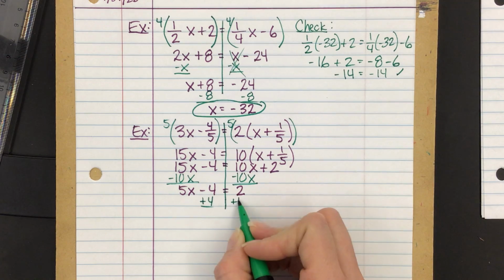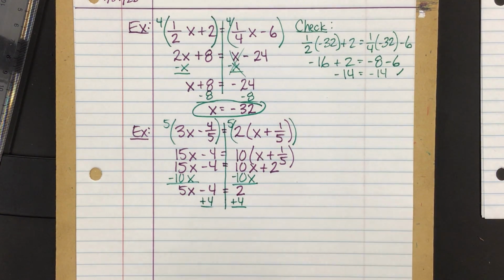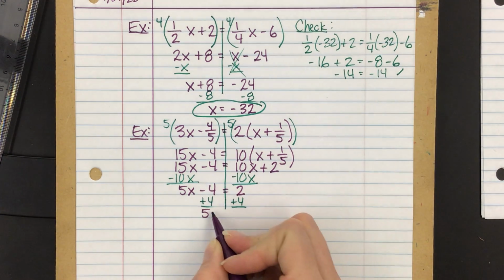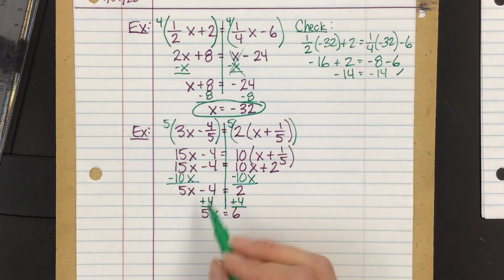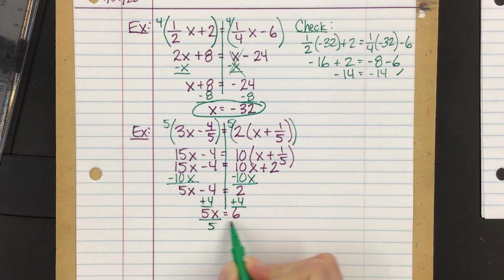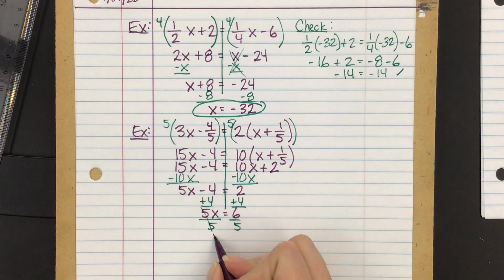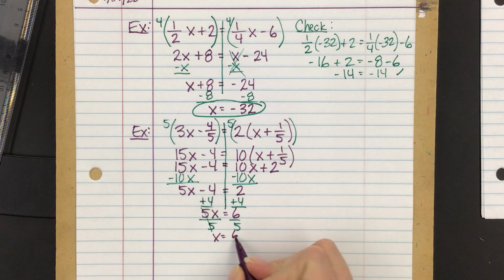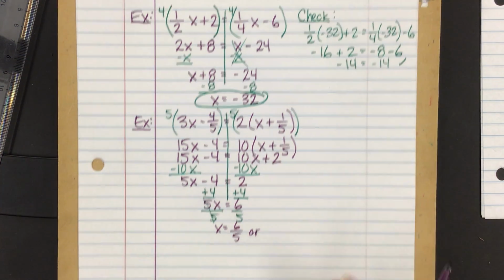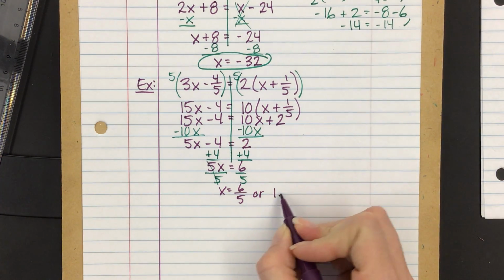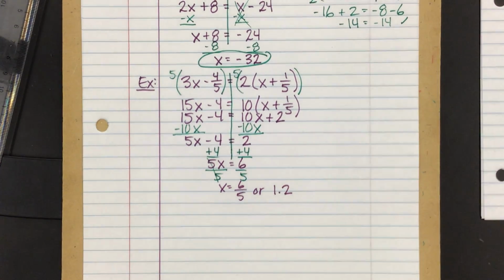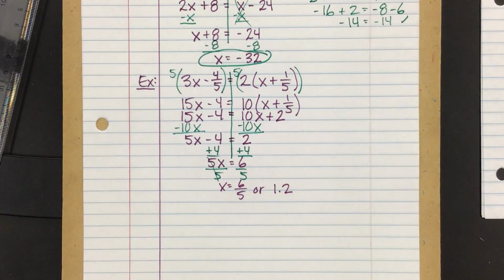Add 4 to both sides. You'll get that 5x is equal to 6. Divide both sides by 5. And you get that x is equal to 6/5. Or because it's not a repeating decimal when you divide, you can write it as 1.2. Either one is fine.